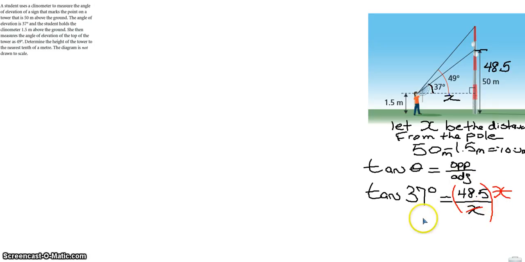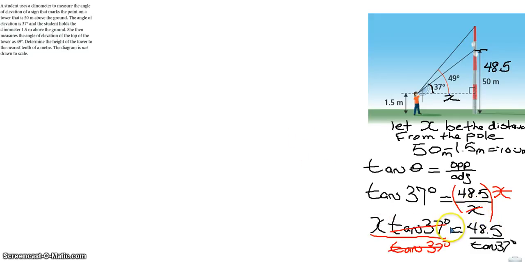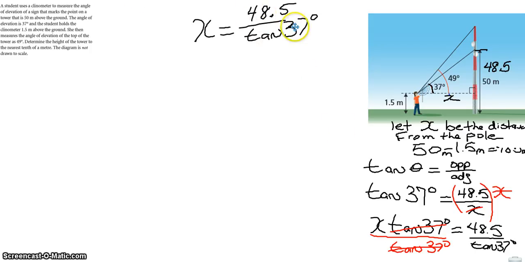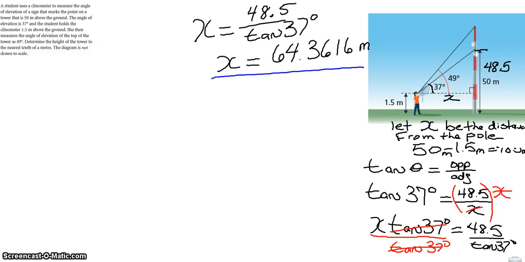Now we have to do some algebra to solve this. We multiply by x, canceling out the x's, and we also multiply the other side, so we end up with x tan 37 equals 48.5. We then divide both sides by tan of 37, and we get x equals 48.5 divided by the tangent of 37 degrees. I use my calculator, making sure it's in degrees, and I get x equals 64.3616 meters. So the student is standing 64.3616 meters from our tower.